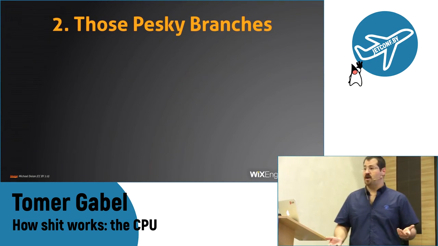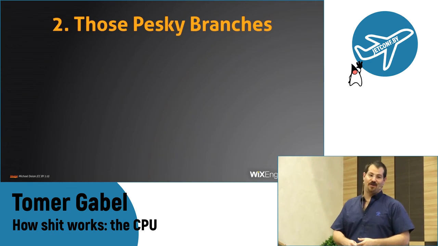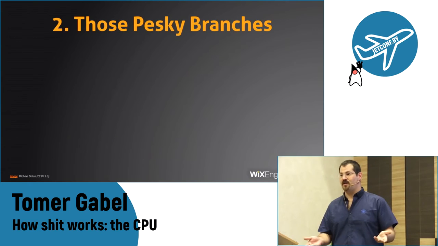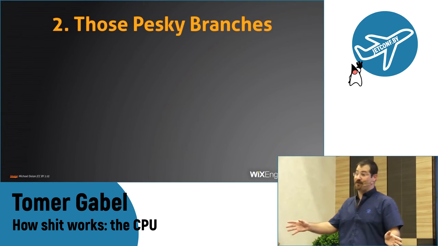So what is a CPU branch? Effectively, you have a condition, the condition evaluates to a Boolean true or false, and then depending on that condition, you go left or right. What do I mean by left or right? You basically jump to this part of the code or that part of the code.